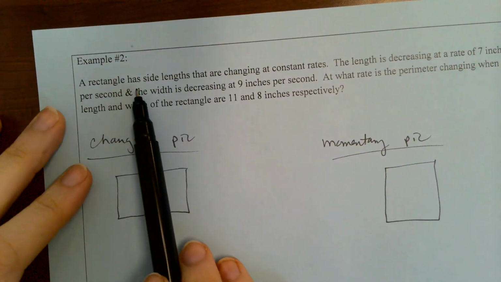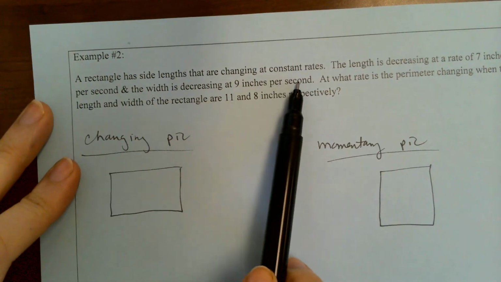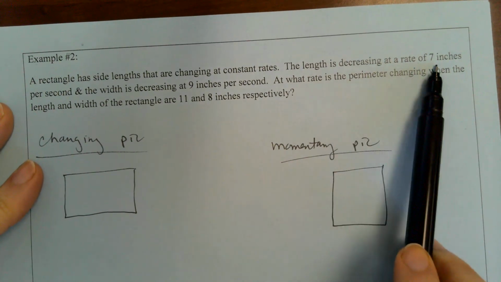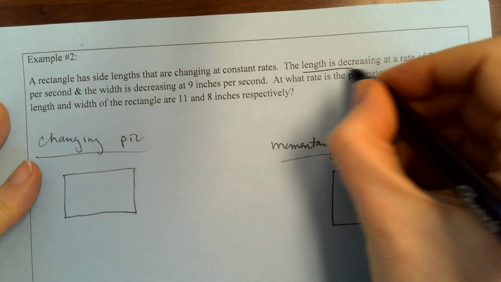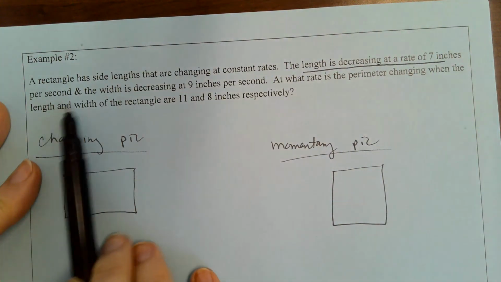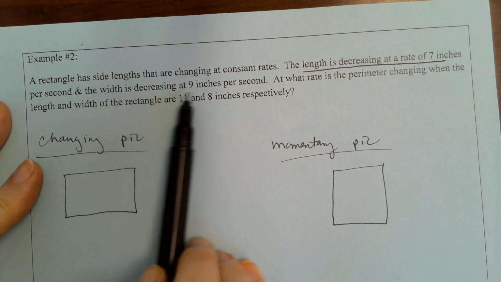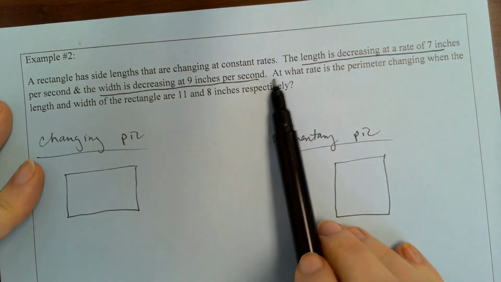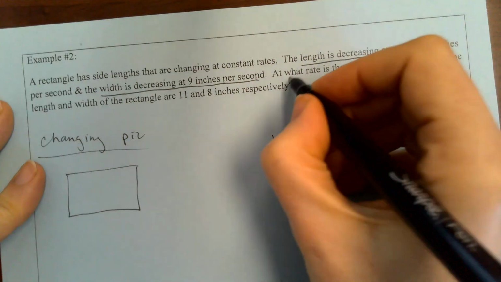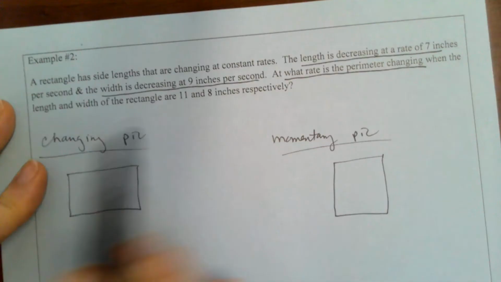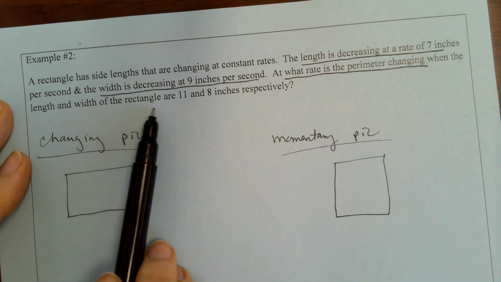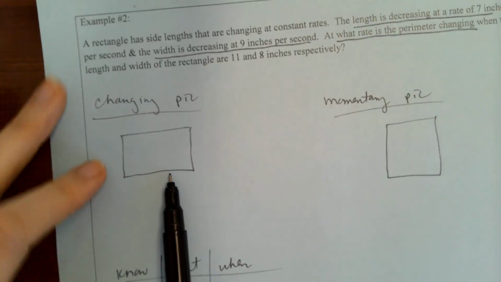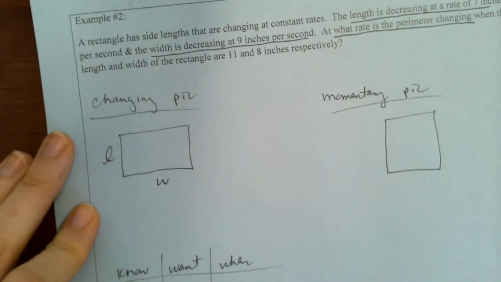So you've got a rectangle. It has side lengths that are changing at constant rates. The length is decreasing at a rate of 7. So the length is decreasing at a rate of 7 inches per second. The width is decreasing at 9 inches per second. At what rate is the perimeter changing? At what rate is the perimeter changing when the length and width of the rectangle are 11 and 8 inches respectively? Okay, so for our changing picture, length, width.